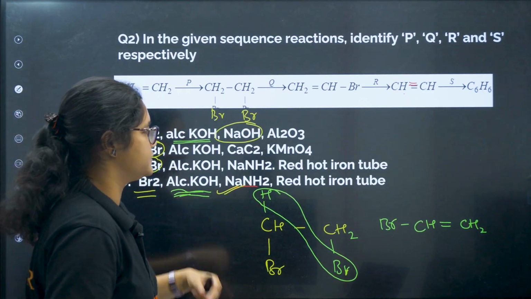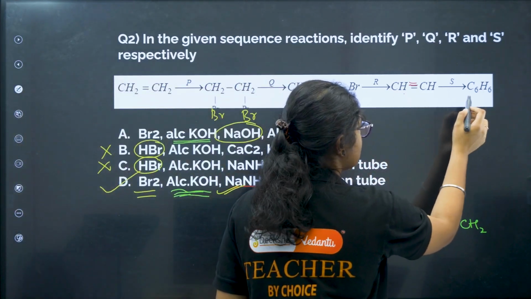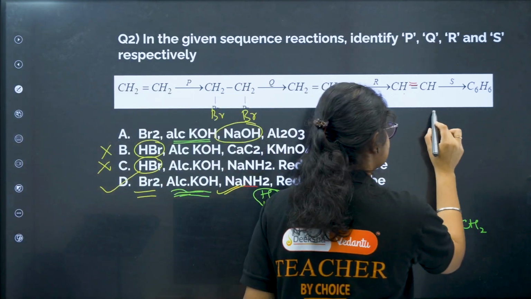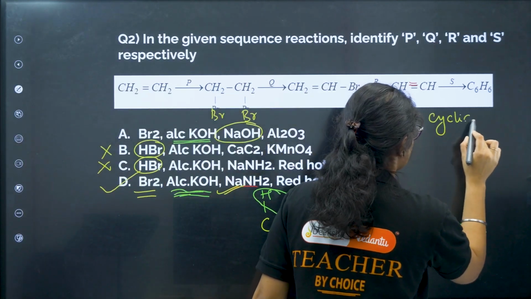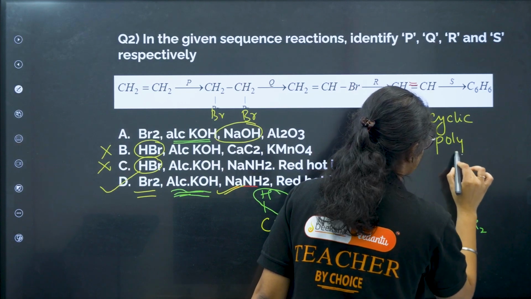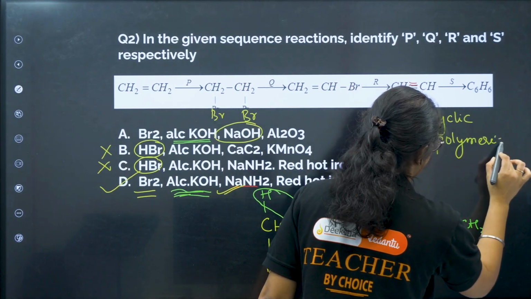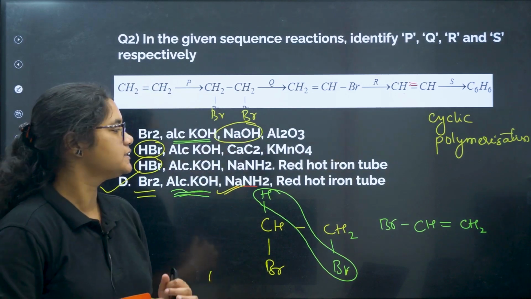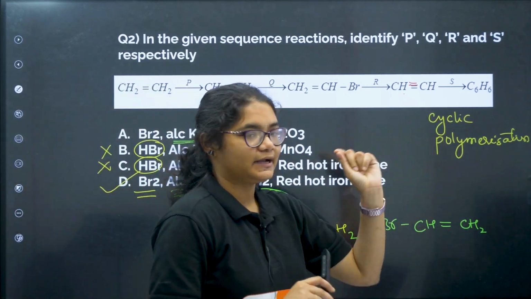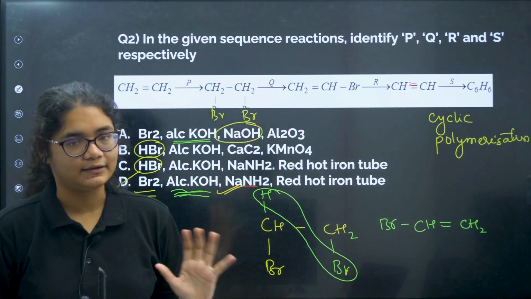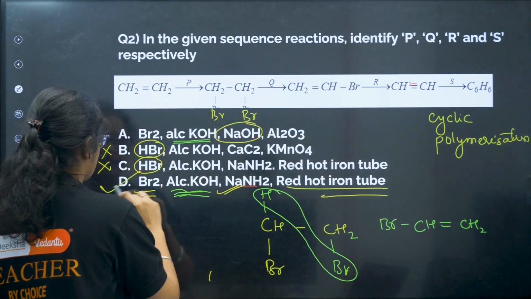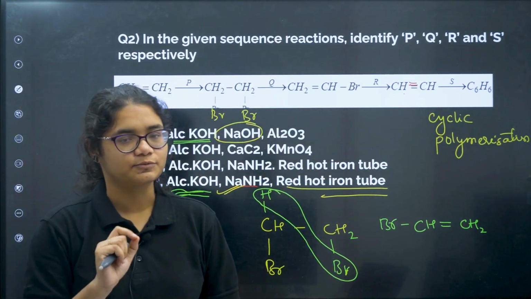But let us see the reaction. Now once we get alkyne, it is converted to benzene. So what is this reaction? This is your cyclic polymerization. This reaction you will be studying in class 11. So that is why I told you it is a mix of all different chapters. Cyclic polymerization takes place under a red hot iron tube. So the correct answer, as we have already discussed, is option number D.